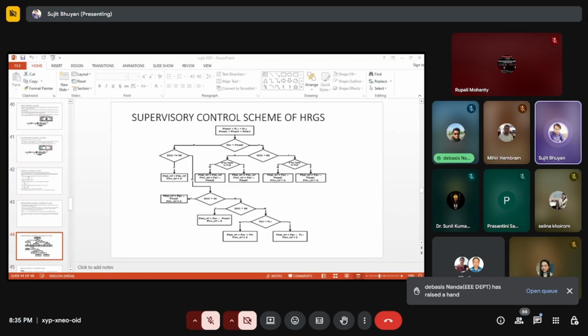Whatever I have described to you in the model of that HRGS, I have described two types of model. One is the PV, battery storage unit and the auxiliary unit, and the other is the PV, battery storage unit and hydrogen energy. Here I have removed the auxiliary unit and used the hydrogen circuit.